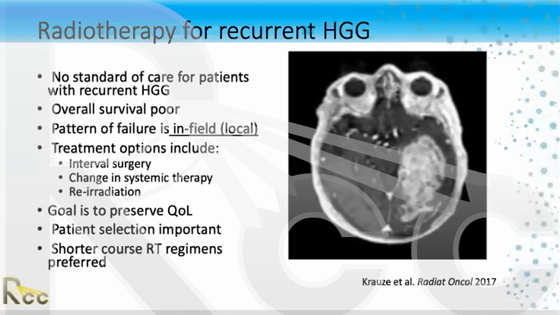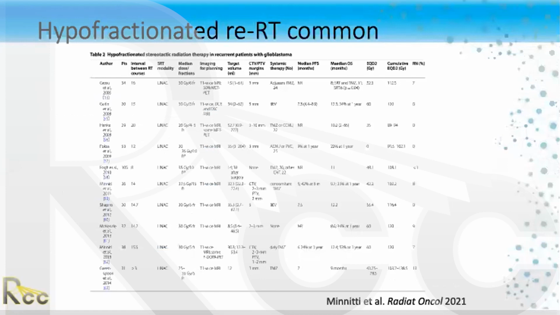The treatment options can include interval surgery, change in systemic therapy, clinical trial, but also reirradiation. And the goal, of course, is to preserve quality of life, to try to give some durable local control for these patients. And in that regard, selection is important. In general, just like the more fragile patients in the upfront setting, we often prefer shorter course radiotherapy regimens. And there are a number of cited clinical experiences using hypofractionated regimens.